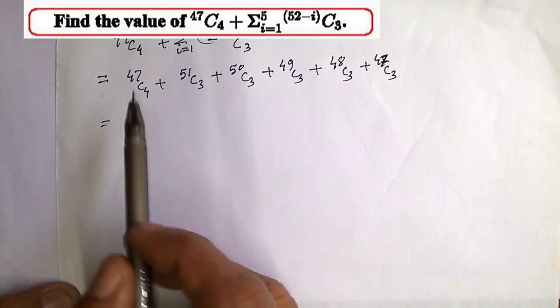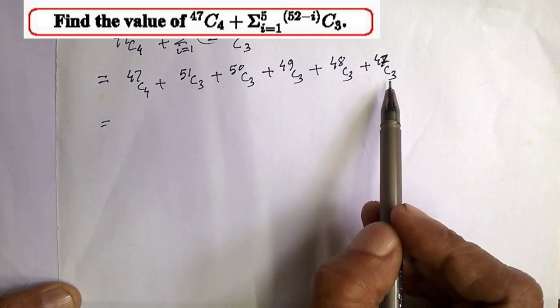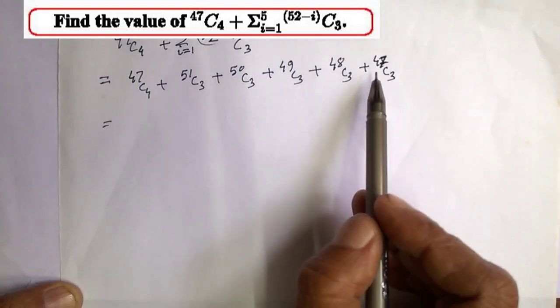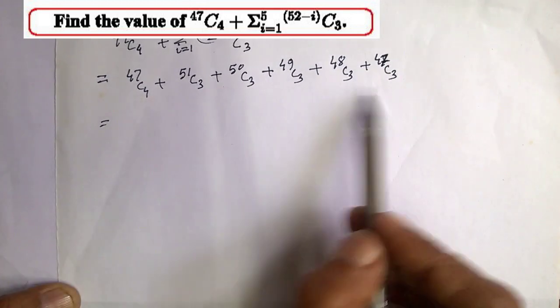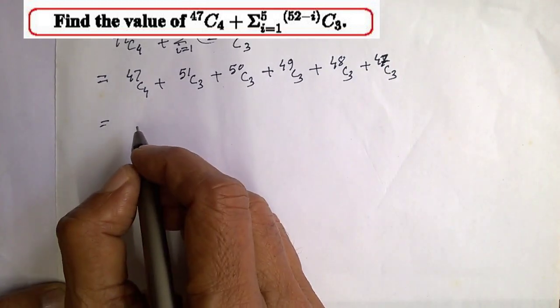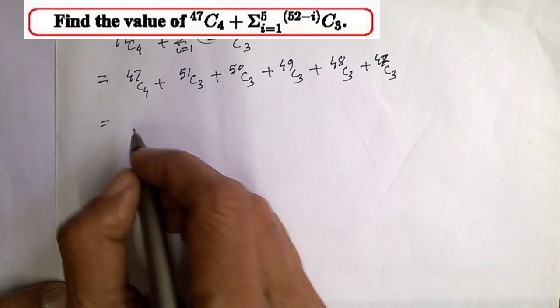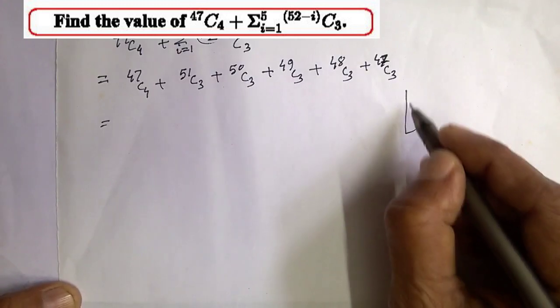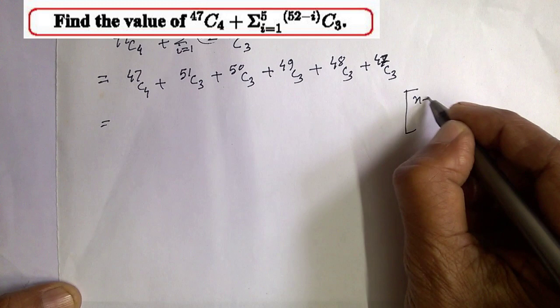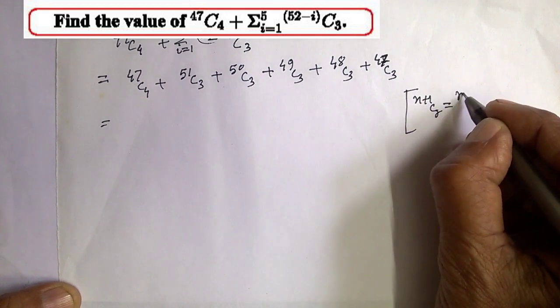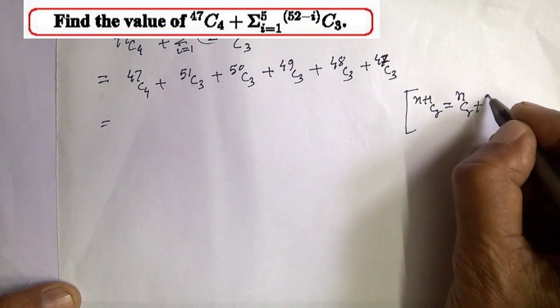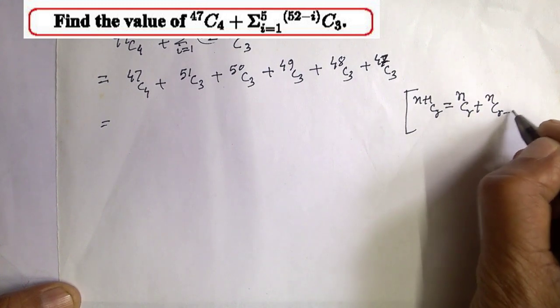See, the first term and last term have some similarity. Similarity means how? 47 and 47. 4 and 3, it is not similar. So, remember one formula, writing here: (n plus 1)CR is equal to nCR plus nC(R minus 1).